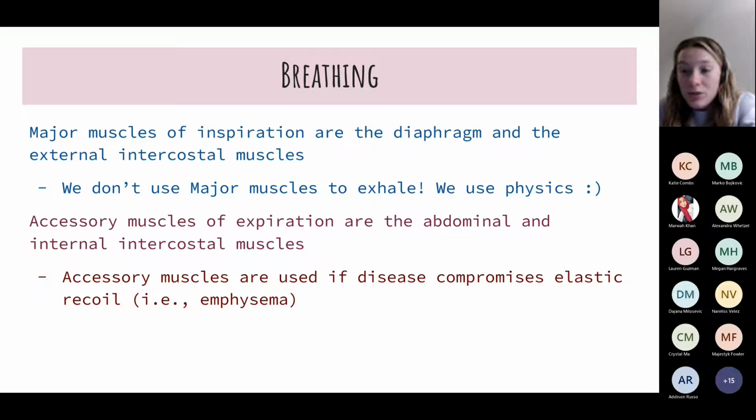Our accessory muscles aren't as strong as our major muscles. Therefore, they're not going to be able to adequately keep up with this in and out breathing, and the accessory muscles could then fail. If this happens, our patient is really at risk for respiratory arrest. So keep that in mind.